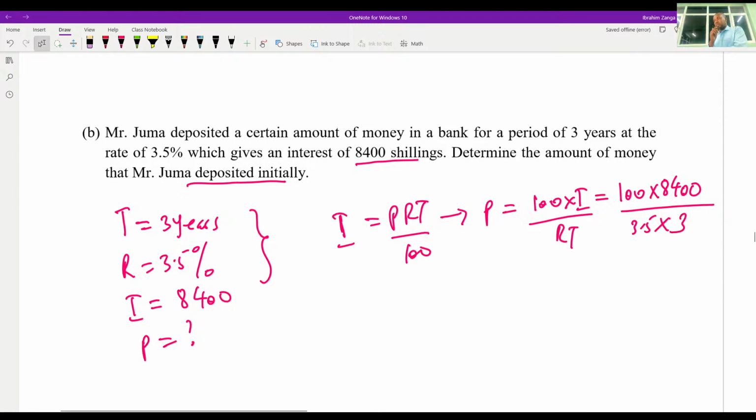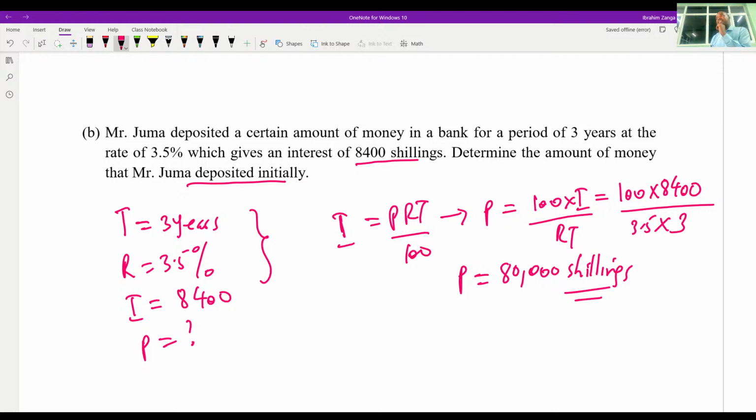So upon multiplication and division, we take 8,400 times 100 divided by 3 divided by 3.5. We get the principal amount is going to be 80,000 shillings.